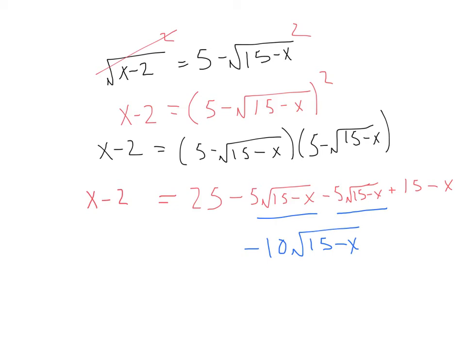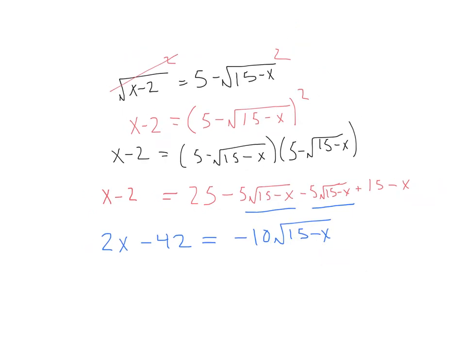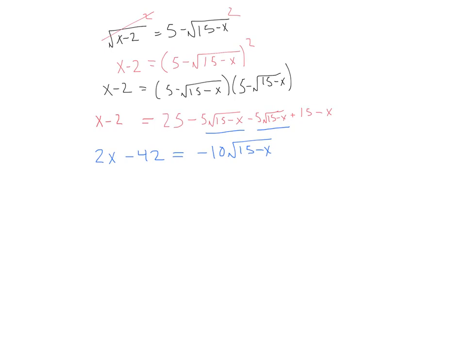And I'm going to go ahead and take everything else on this side and move it over to the left side of the equation, because now we can see we're still left with the square root. We need to get this by itself now and square that out. Doing that, I subtracted the 25 over, subtracted the 15 over, added x over. I get 2x minus 42 equals negative 10 square root of 15 minus x. All right, let's keep going.